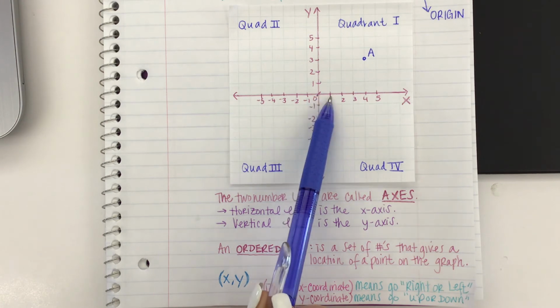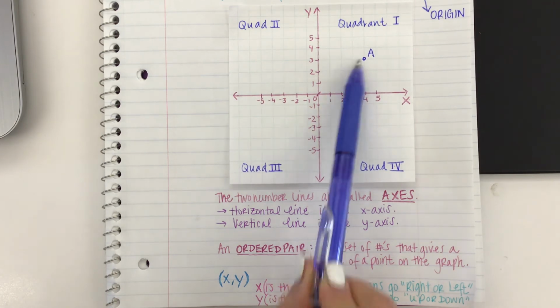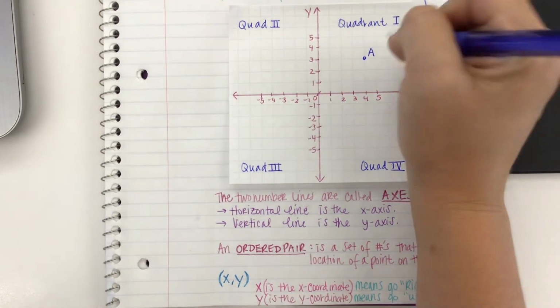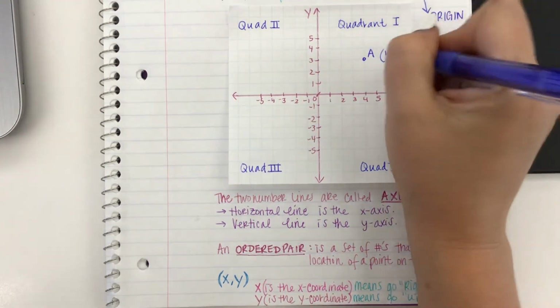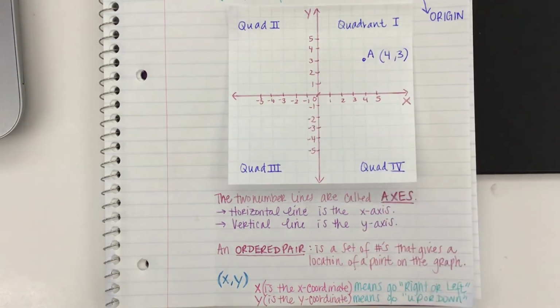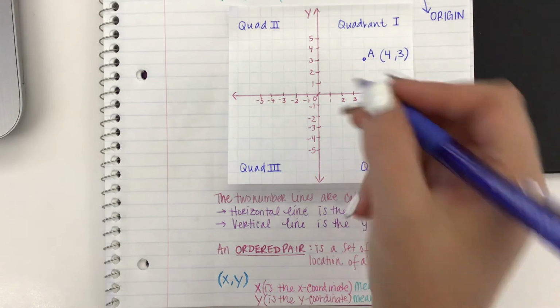In this case, we're going to go 1, 2, 3, 4 to the right. And then to get to A, we go 1, 2, 3 up. So 4 to the right is positive 4 because this is positive, and 3 up is positive 3. So our point A is at (4, 3). Okay, then I plot a point right here.